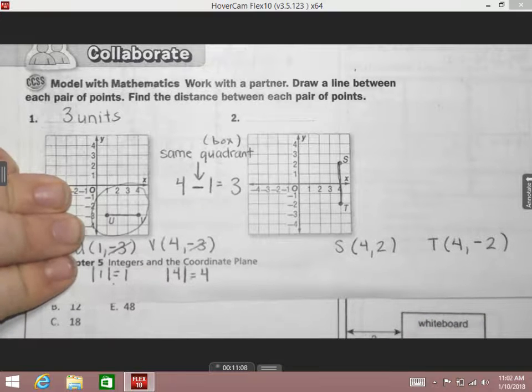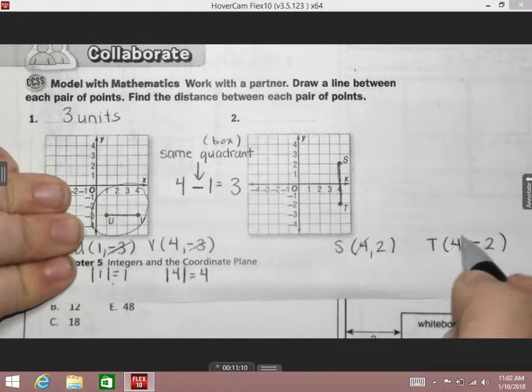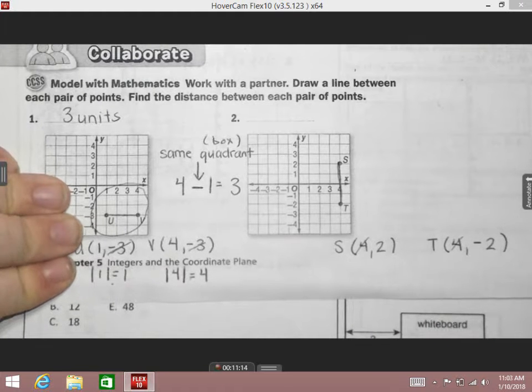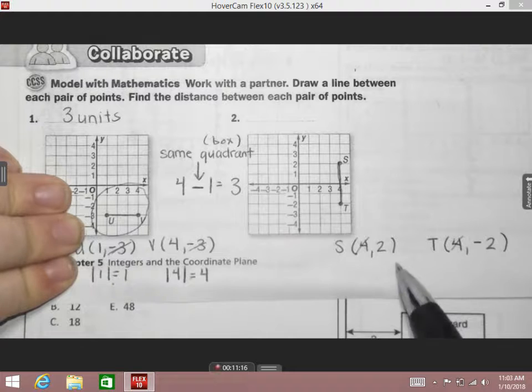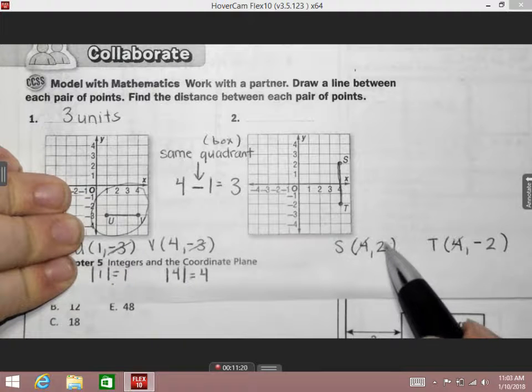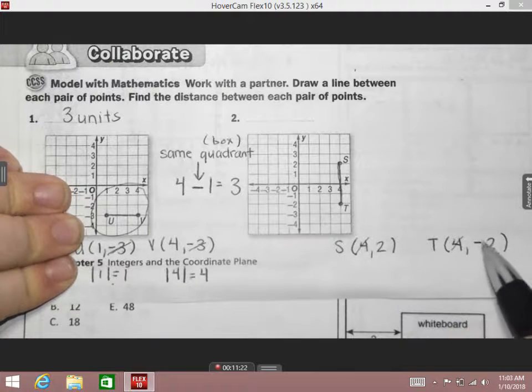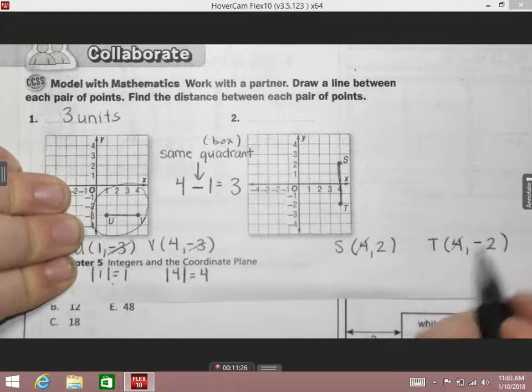Addison? The 4's. Why are the 2's not exactly the same? Isaac? Because one of the 2's, the one with the T, has a negative on it. This 2 is positive. The T's 2 is negative. All right? So we marked out the 4's. So now I need to know the absolute value of both of these numbers, right?